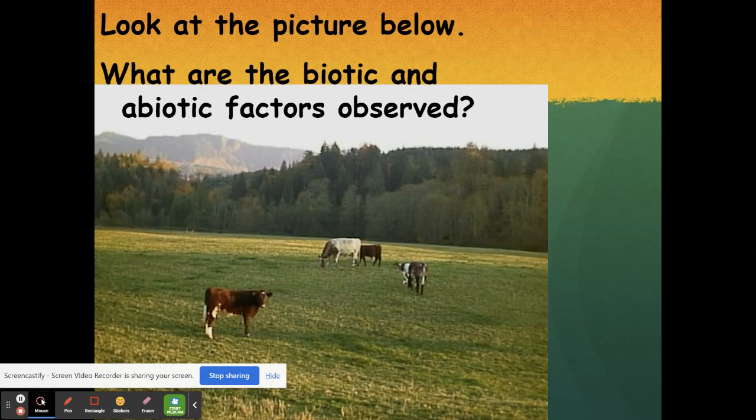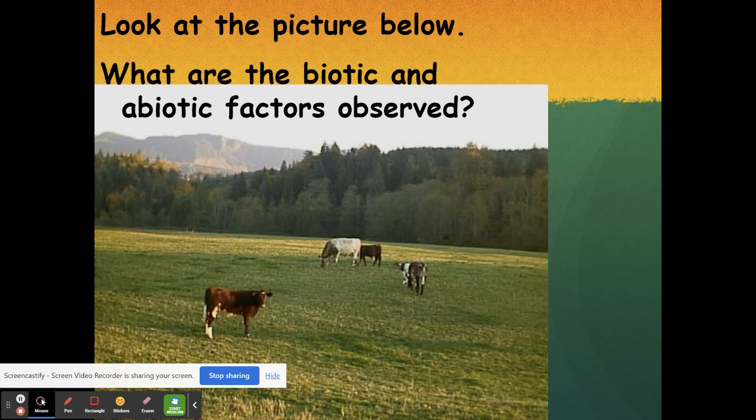All right. So I want you to take a look at this picture. It's some cows grazing in a field, surrounded by trees and mountains in the background. In this area, in this ecosystem, we have living and non-living things, so biotic and abiotic factors working together to create this space.